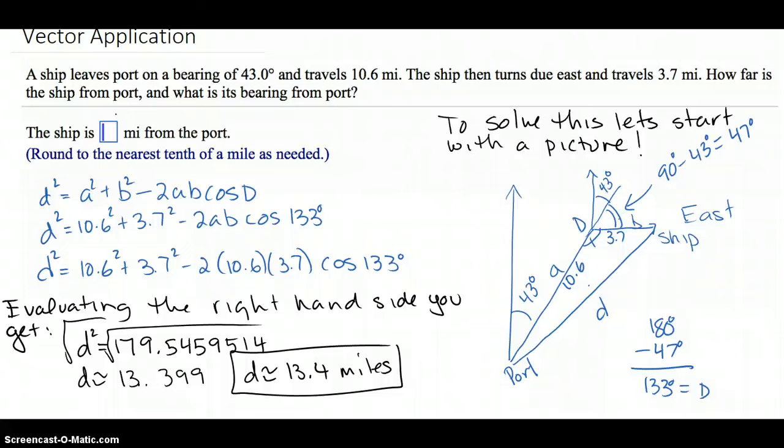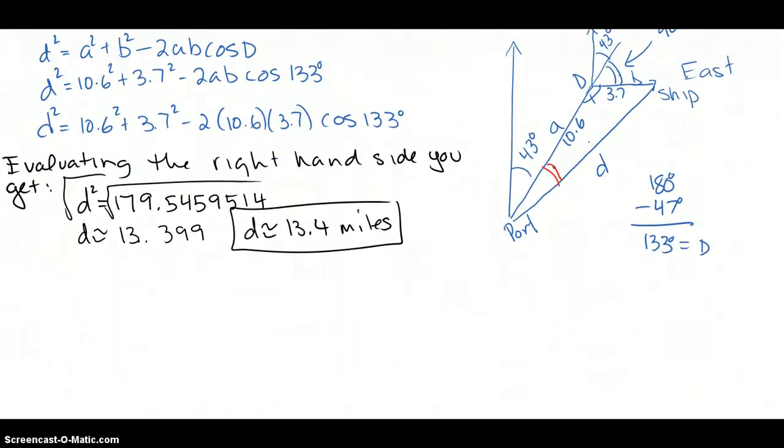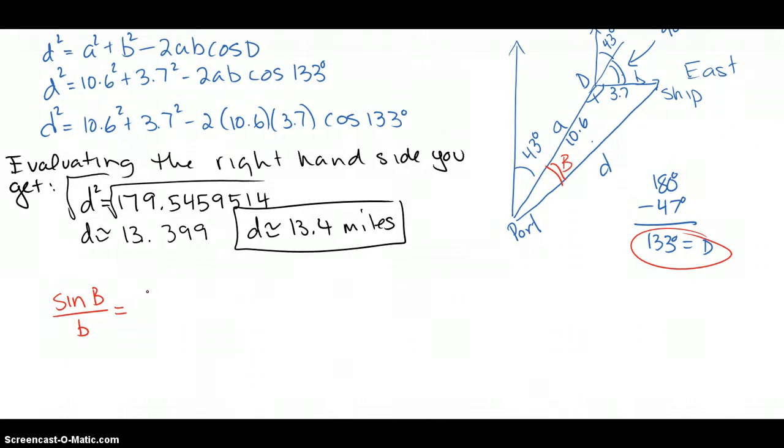Now, they also ask, what is the bearing from the port? Which means we need to find this angle right here in red across from the B. So let's go ahead and do that. So I'm going to call this B, and we know we could use law of sines now, that sine of B over little b equals sine of D over little d.